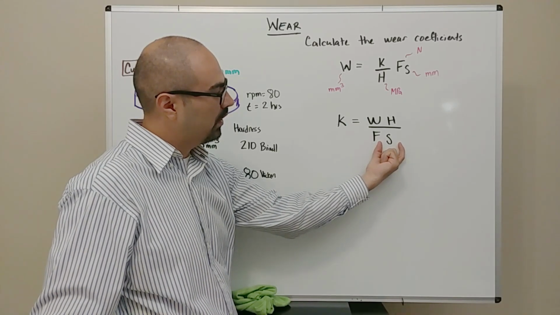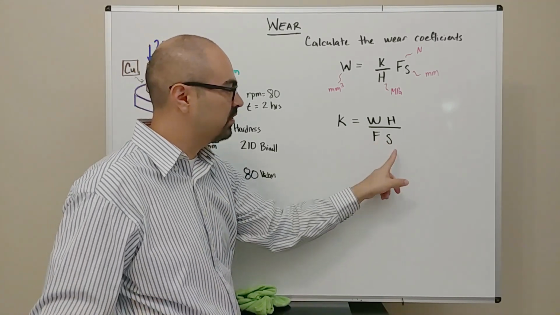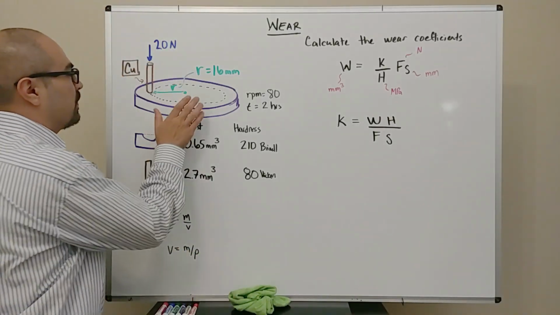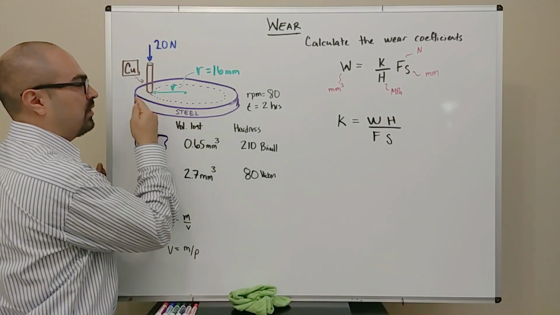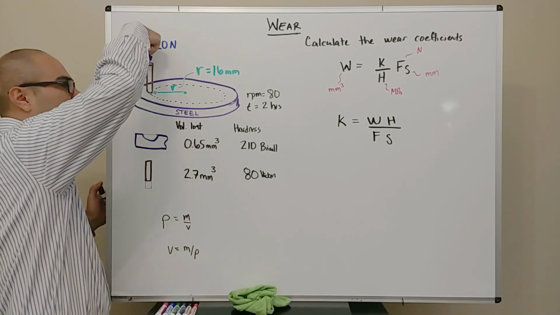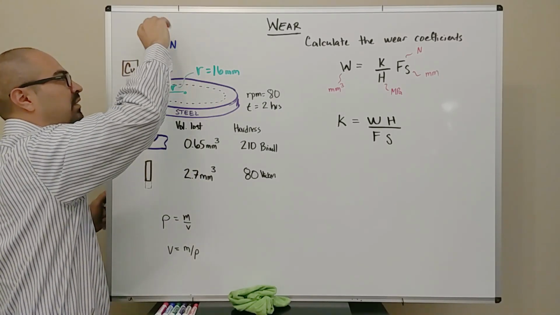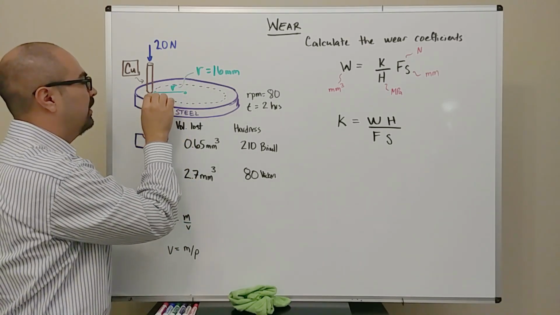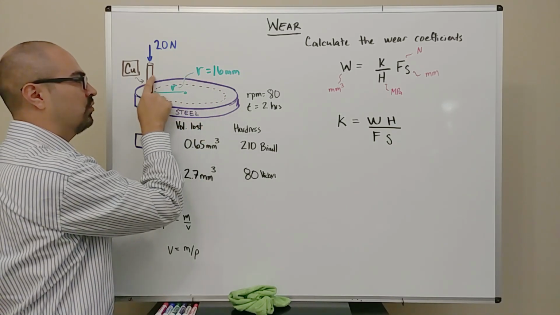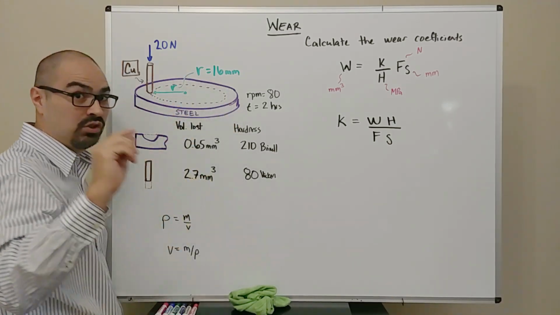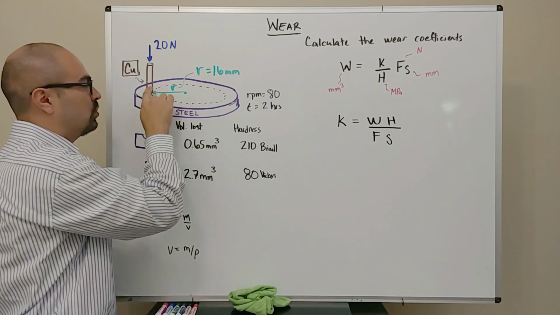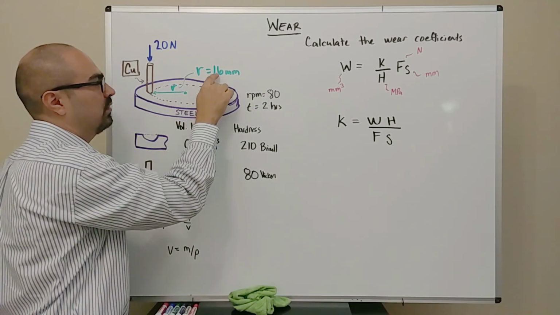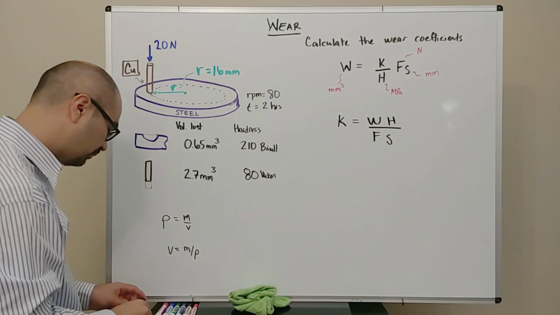Usually the tricky part in this problem is just figuring out the total rubbing distance. So again, what's rotating here is the steel disc. The pin is stationary, it's just pushing down on the disc with a force of 20 newtons. So you can see, for example, that if we mark the starting point, if the disc does one rotation, for just one rotation, the total rubbing distance is going to be the circumference, where we're using this radius of 16 millimeters.